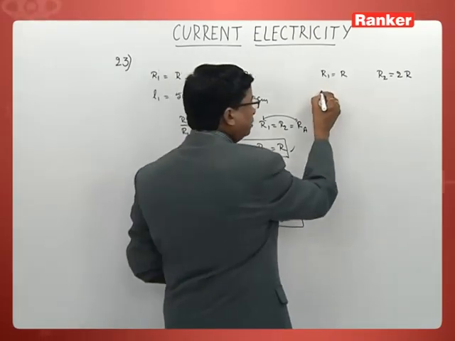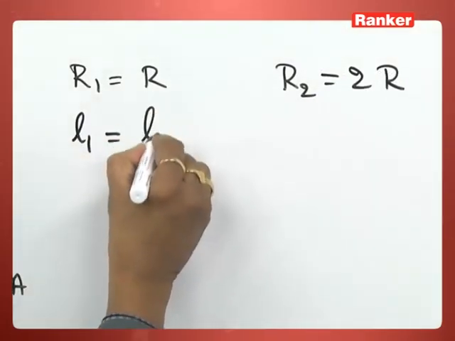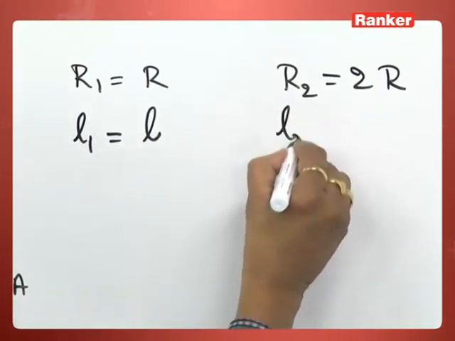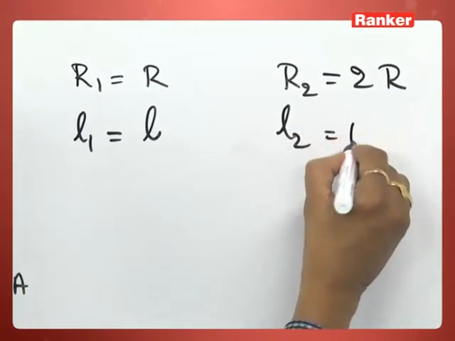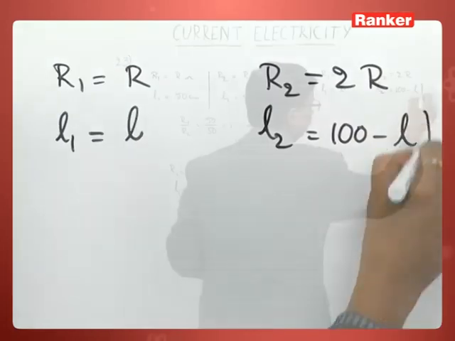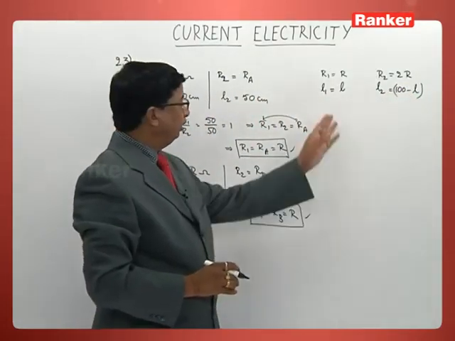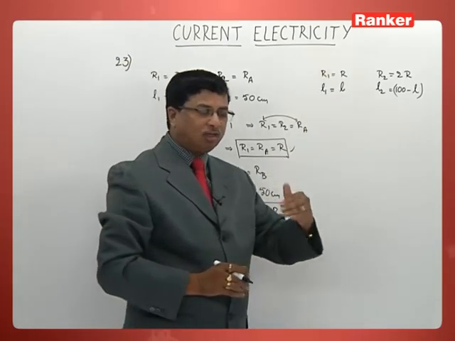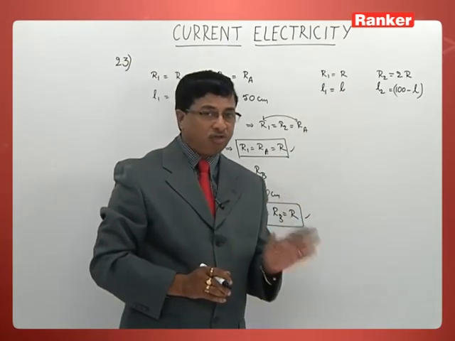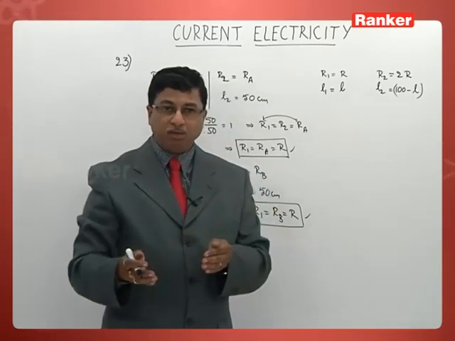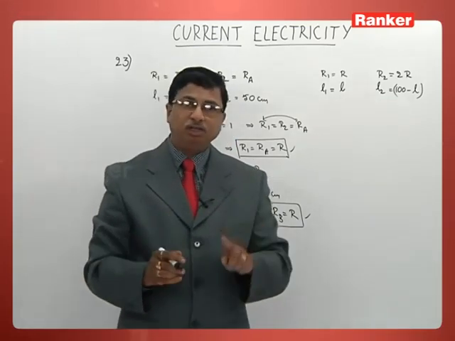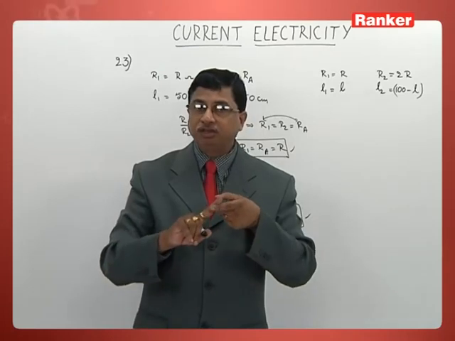Then let us consider the balance length as L. Then what will be the remaining length from the other end? 100 minus L. Just look at that once again. When we talk about R1, that is R as it is, no change. But in the right gap, he is just making A and B connected in series.